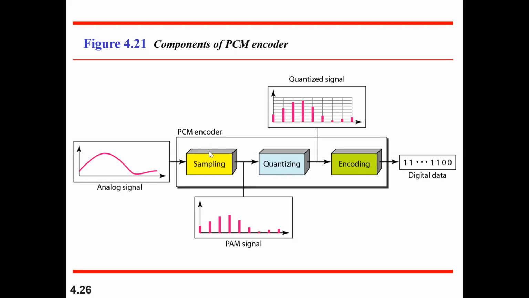In this particular encoder, there are three different components. One is called sampling. The second one is quantizing. The third one is encoding. Now we'll see what sampling is. To understand this better, I'll give you a simple example.